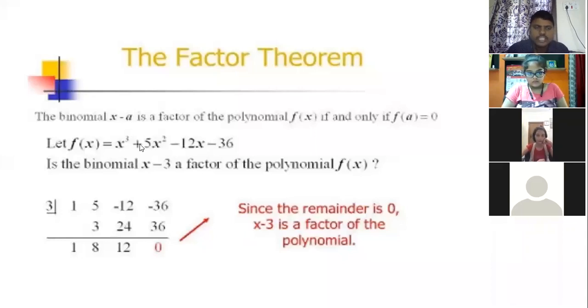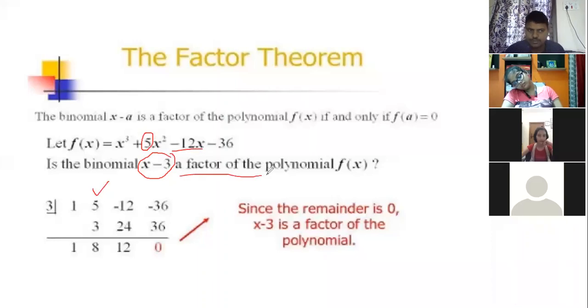So take x cube plus 5x square minus 12x minus 36. What is the coefficient of x cube? 1. What is the coefficient of x square? 5. Then minus 12, minus 36. They have given that x minus 3 is a factor. Here minus 3 is there, so you have to take plus 3. The first number I said is always brought down; you always add.